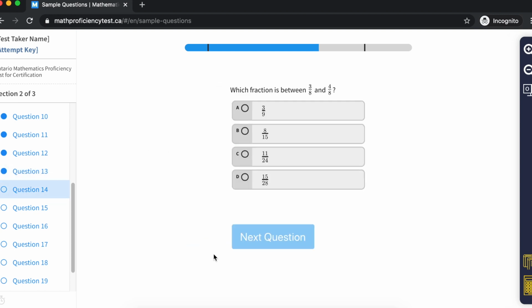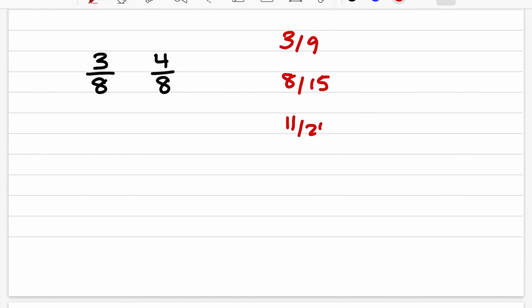And question 14. Which fraction is between 3 over 8 and 4 over 8? Okay, and our options are 3 over 9, 8 over 15, 11 over 24, or 15 over 28.